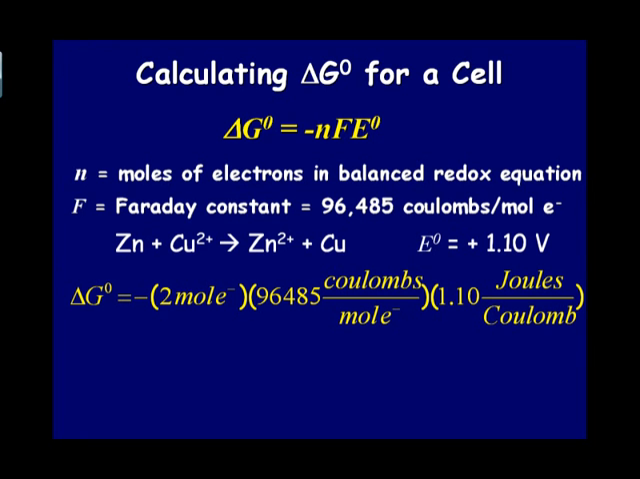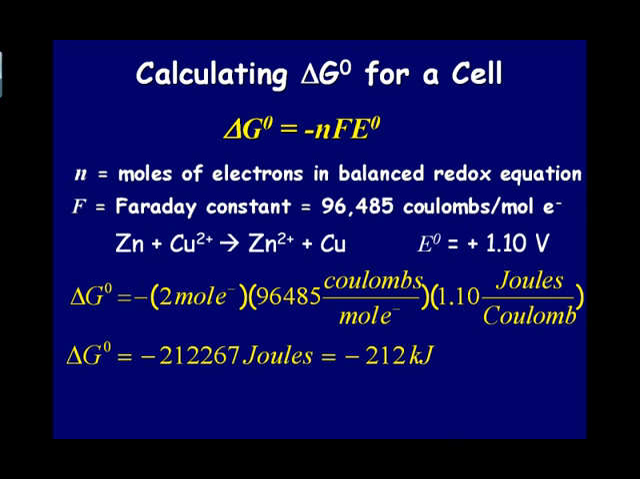Now what we've done here is we've taken the unit voltage, and the voltage unit is actually a simple unit made up of more complex parts, so we can actually substitute in place of voltage the unit joules per coulomb. So when we do the math here, we end up with a value of negative 212,267 joules. Now it's negative, so that means this particular reaction is spontaneous.